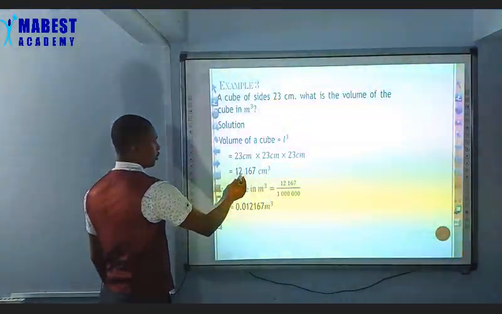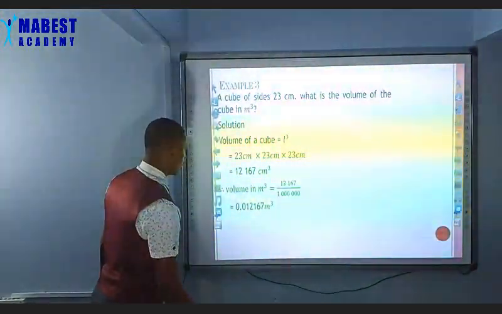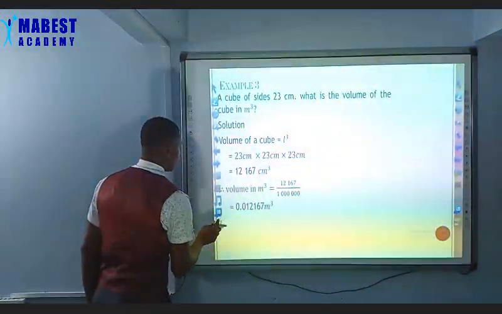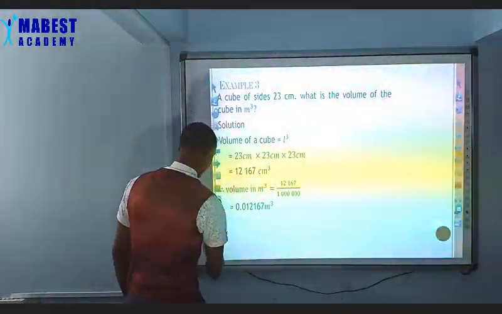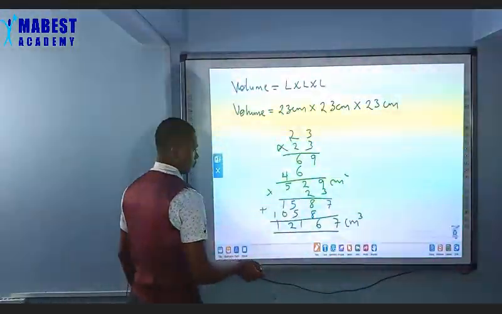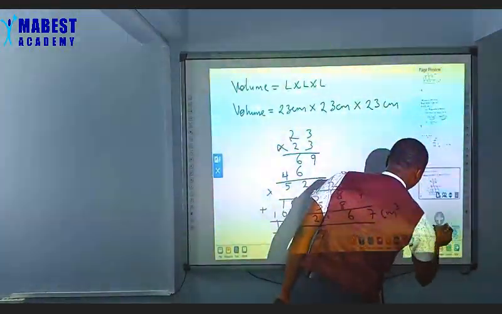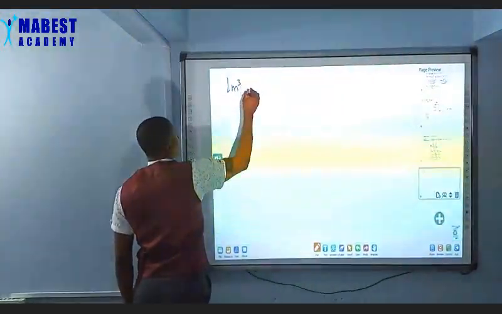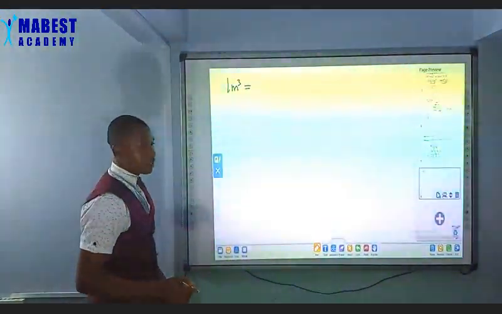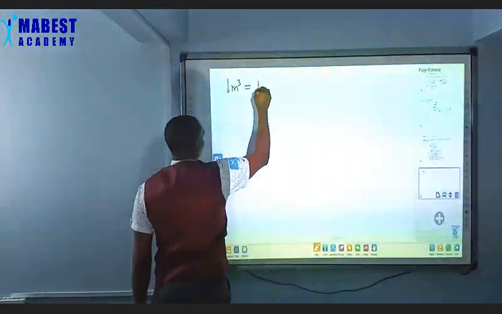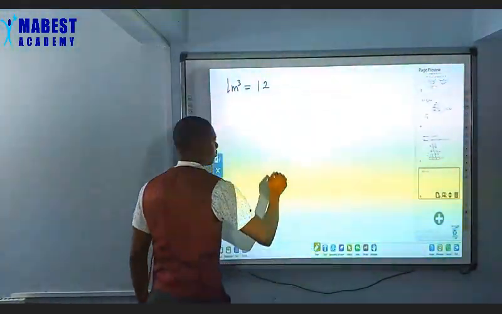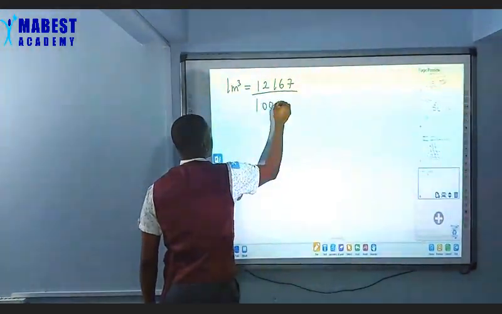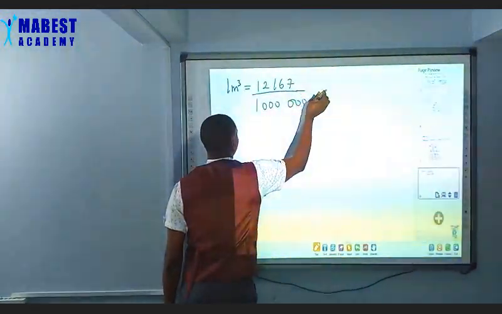Let's check. 12167 centimeter cube. Therefore, in meter cube now, what do we have to do? And don't forget what we said earlier on. Since our answer is in centimeter cube, that is 12167, you divide it by 1 million. Now this will be your answer.